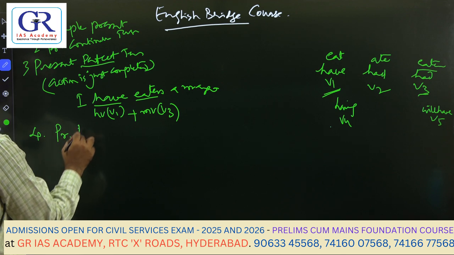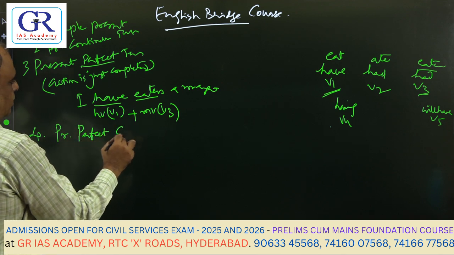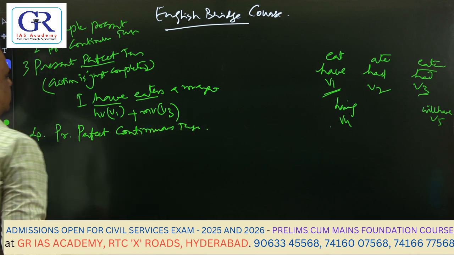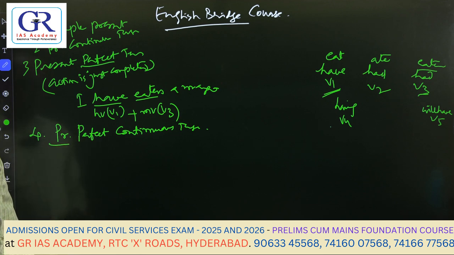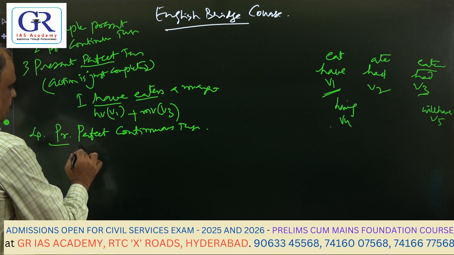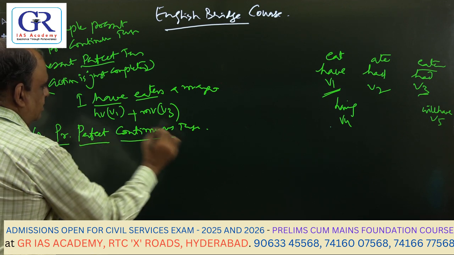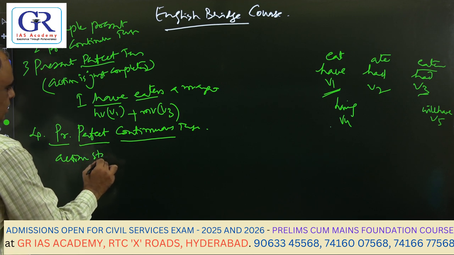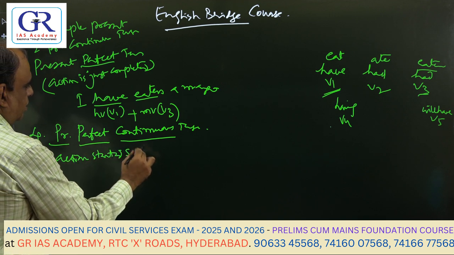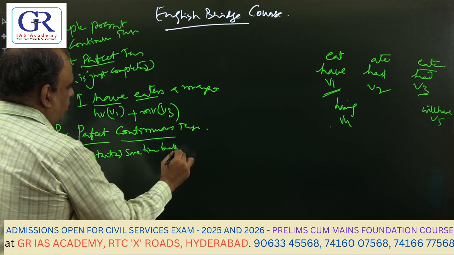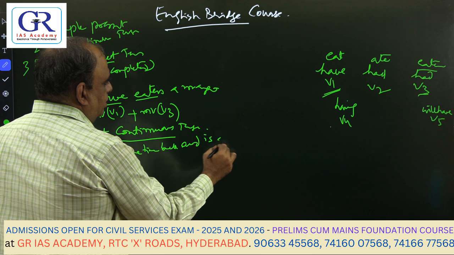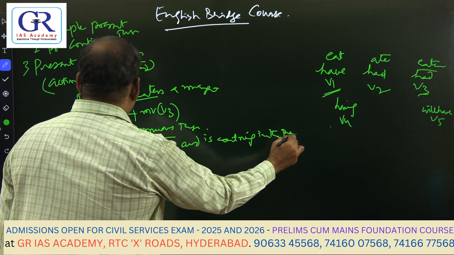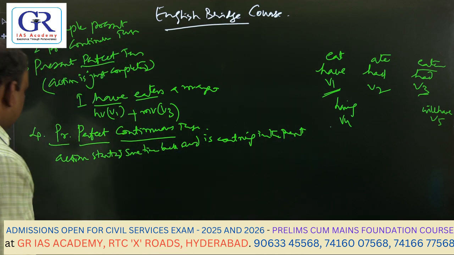Present perfect continuous tense. As the term suggests, the time of the action is in the present. The stage of the action is that it has completed to some extent and still it is continuing. So the action started sometime back and is continuing in the present. Then we use this tense.